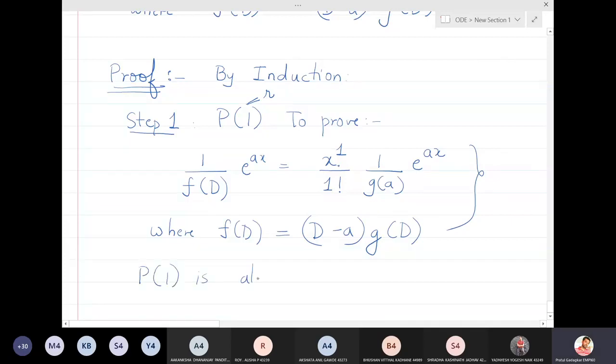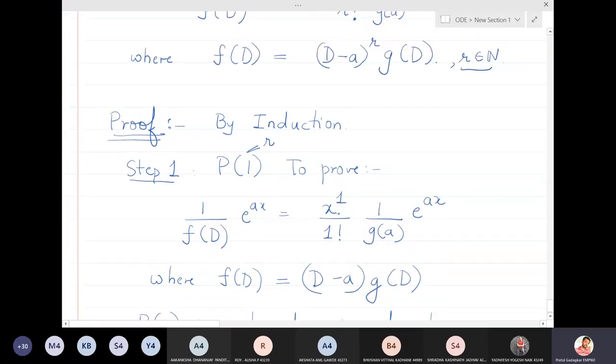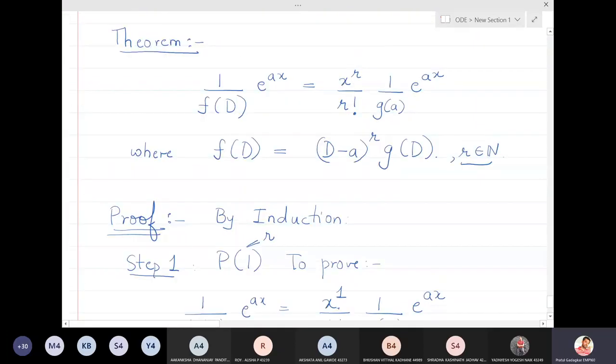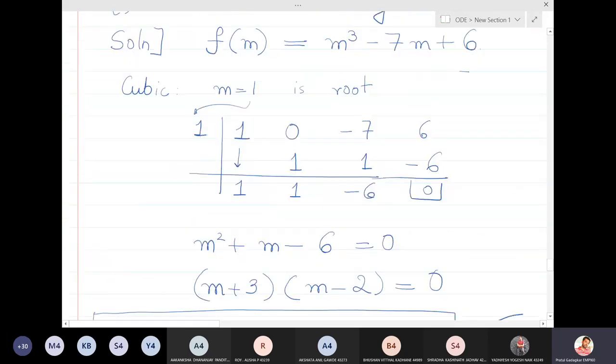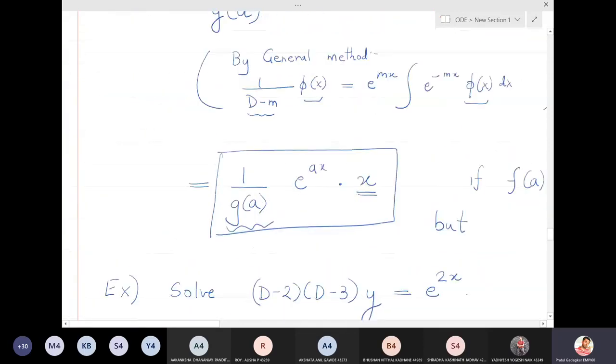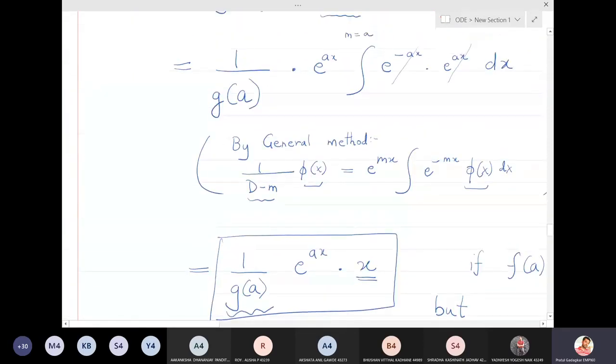This we have already proved above. P1 is already proved above. This is what we proved in the upper part. In the previous part that I showed you, the formula was a very, very general formula. For r equal to 1, we gave the proof above. I hope everybody remembers that. Let me quickly revise that. Where is that r equal to 1? See this.